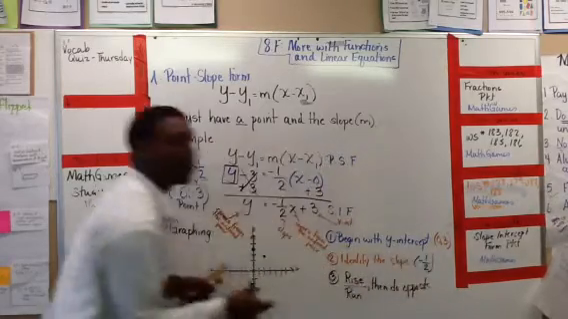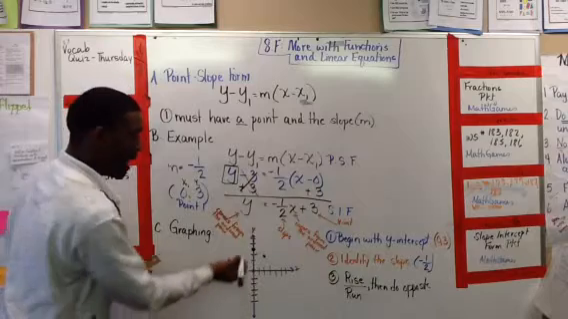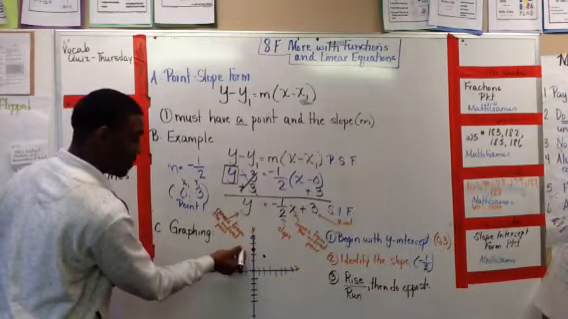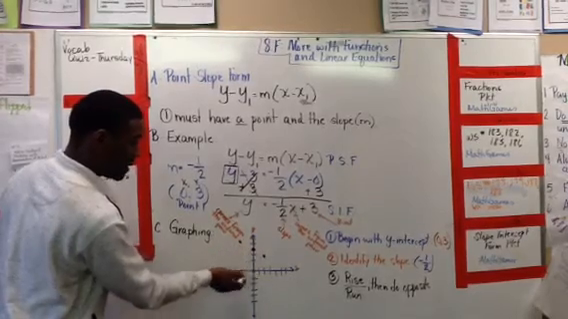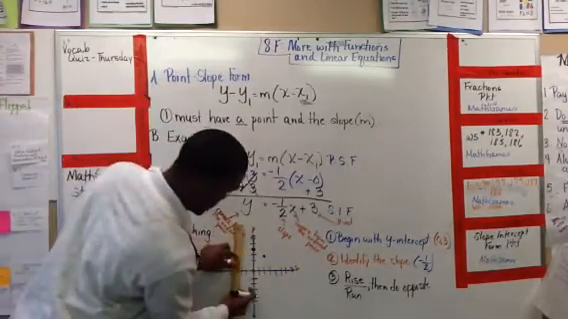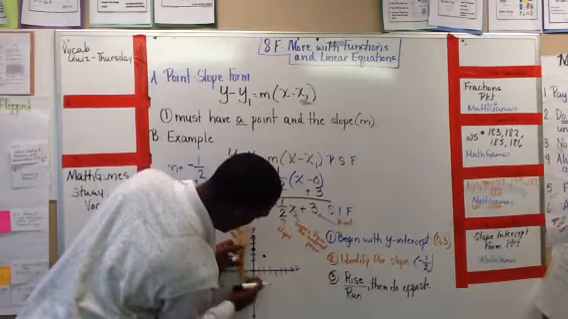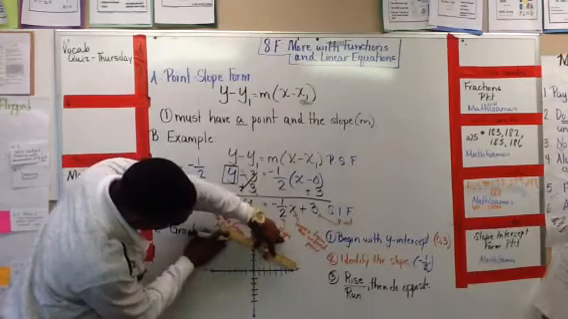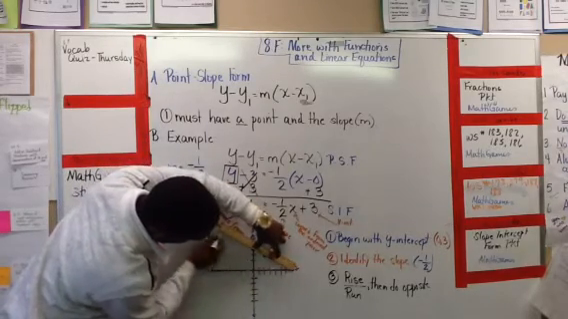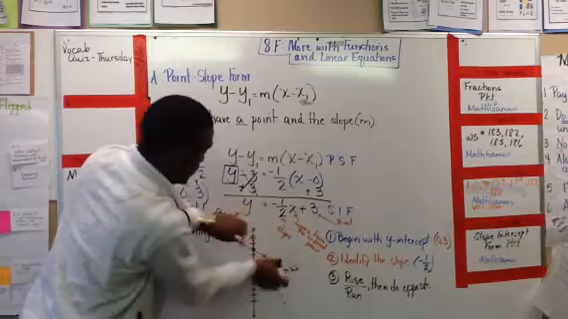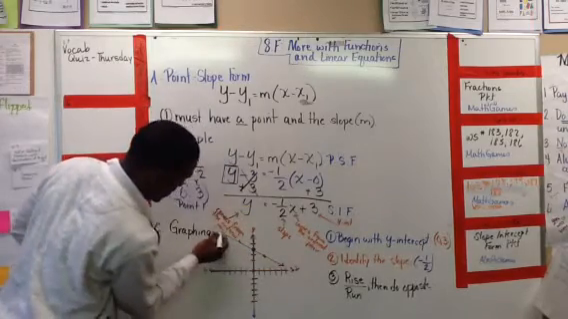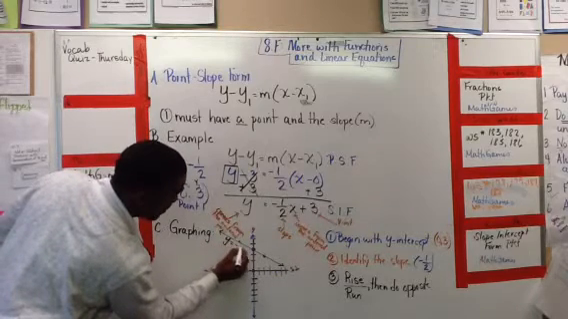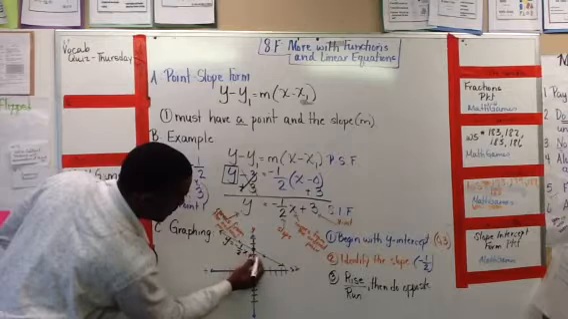So I went down 1 and right 2. Now I go back to the y-intercept and go up 1 and left 2. It's aligned. Make sure it's lined up with the 2. Okay? And then draw my line. Put arrows on it. And if you're going to name this line, name it the equation. y equals negative 1/2 x plus 3.